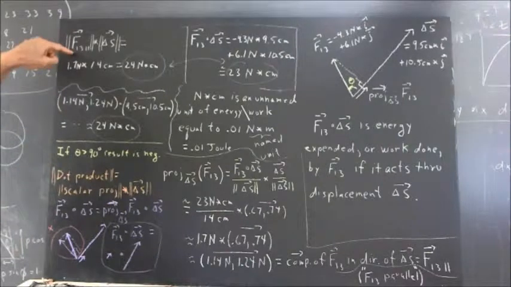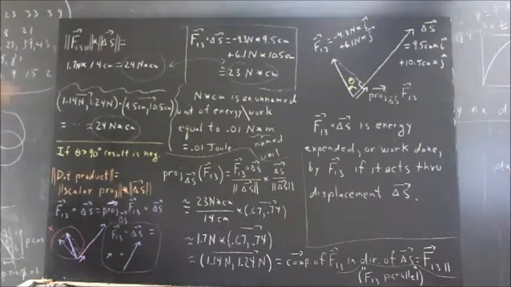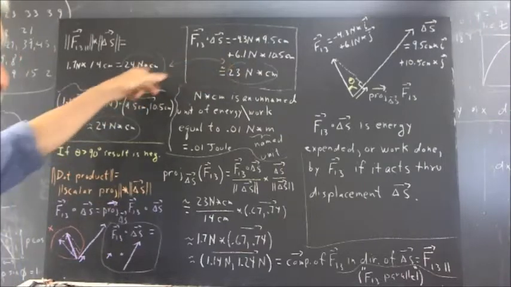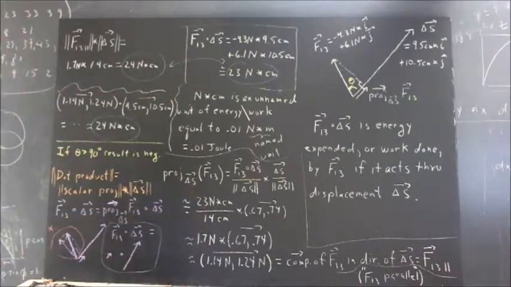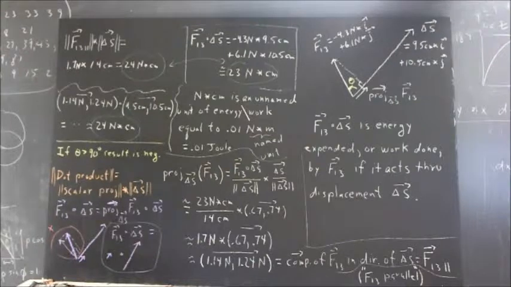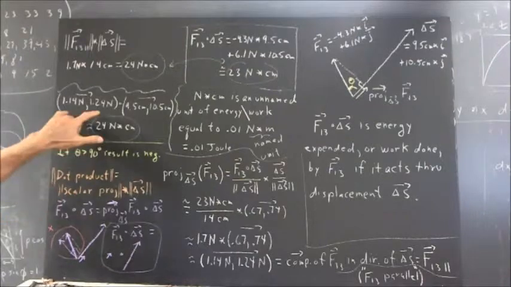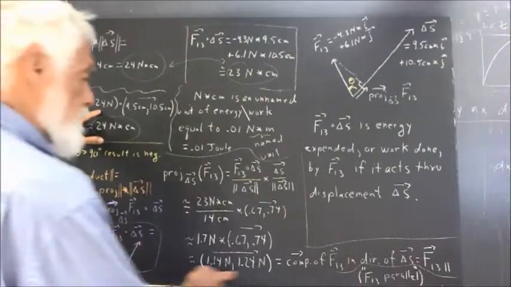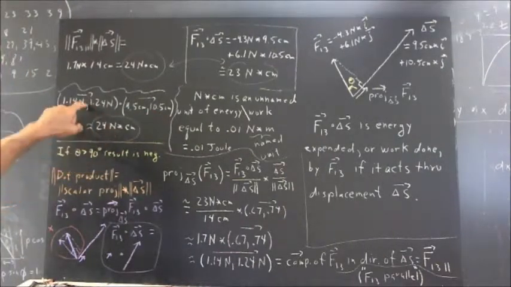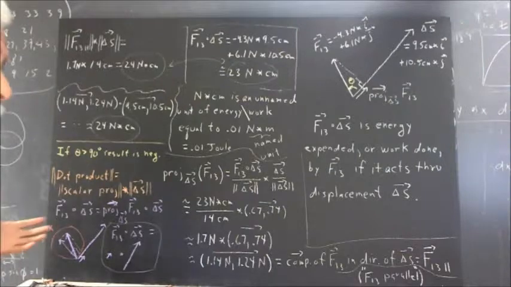Okay, well, if we multiply the magnitude of F13 parallel times the magnitude of delta S, we get 24 Newton centimeters, which is the same as this, except I've got a little sloppy with the numbers here, and we also have round-off issues. Close enough, and if you do this precisely, everything comes out exactly equal. Well, another thing we can do is take the dot product of this projection vector with our delta S, and we get the same thing again. Easy to verify.